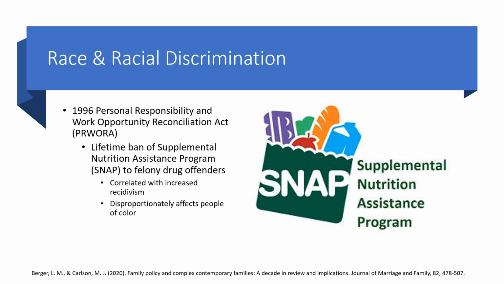So you had been released from prison, but basically you are never for the rest of your life eligible for SNAP or food stamps. And this ineligibility, some researchers have found, has been correlated with increased recidivism, so reoffending, maybe especially economic related crimes, and it of course then disproportionately affects people of color.